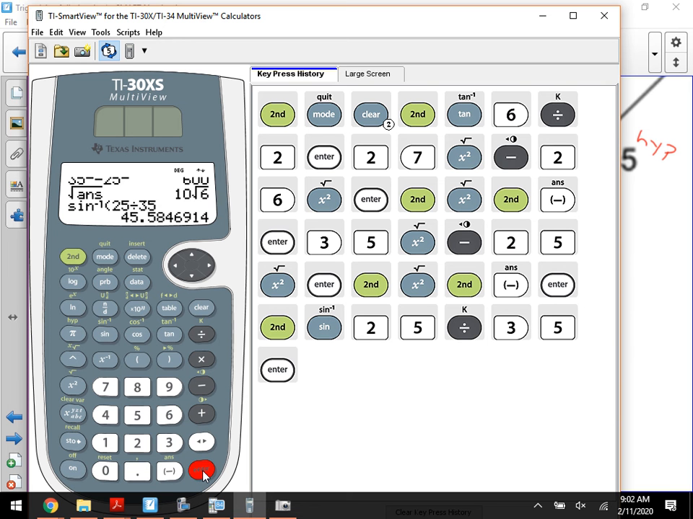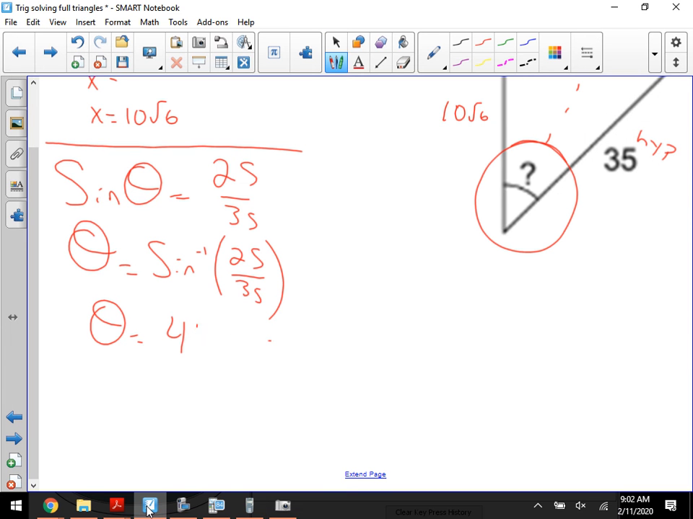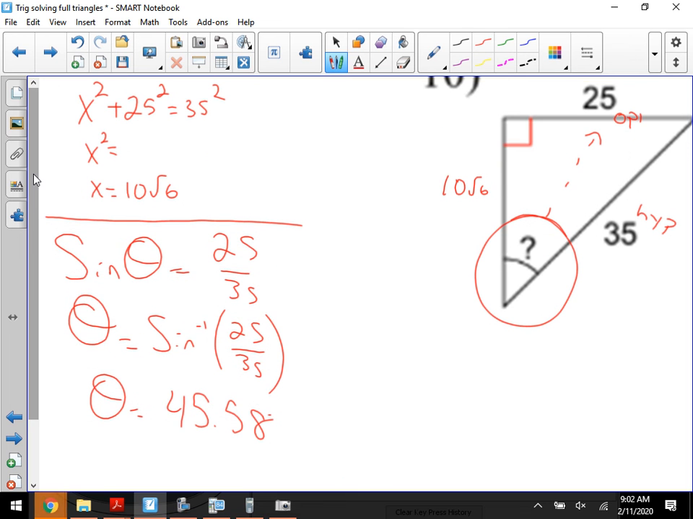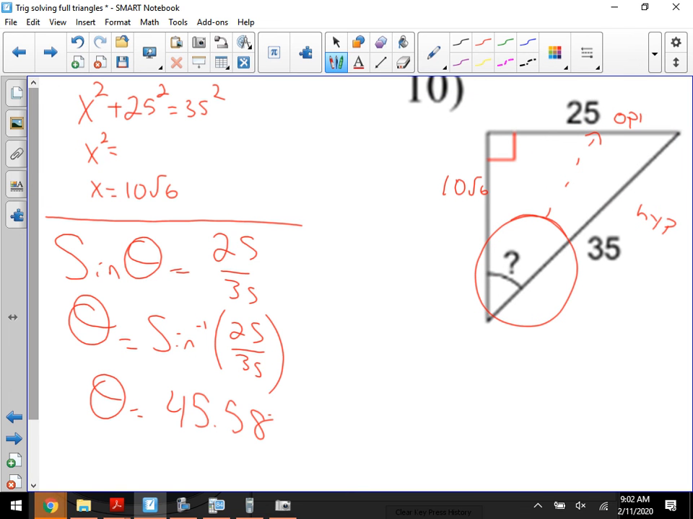So 45.58. Okay. Now, that's from the one angle. What do I do to find the other one then? Remember, reset. We go back and circle my other angle. I don't know this, but this is now my adjacent.